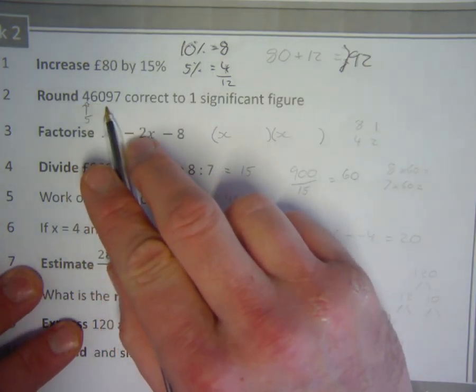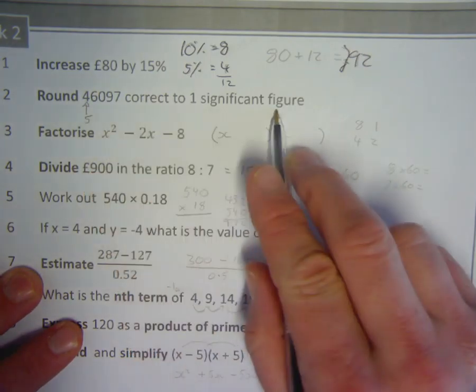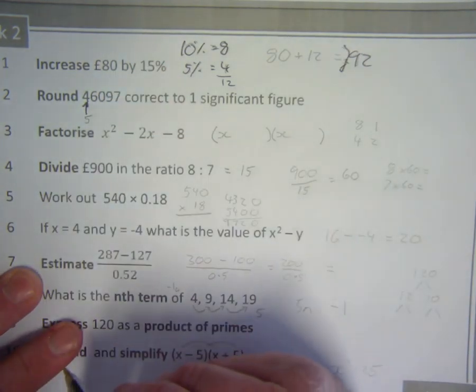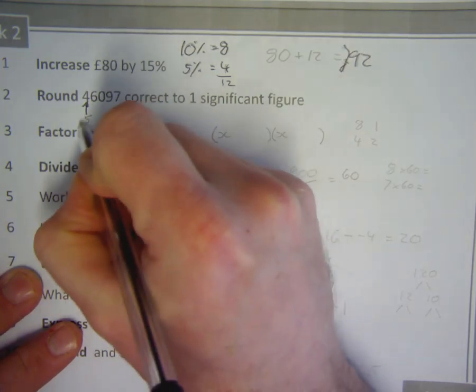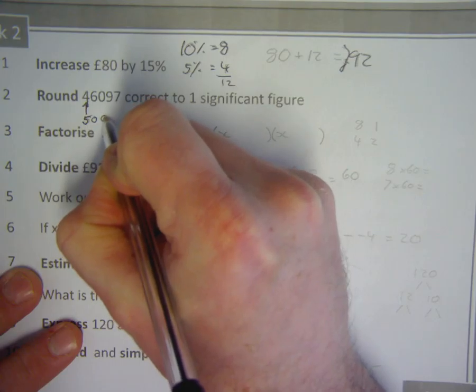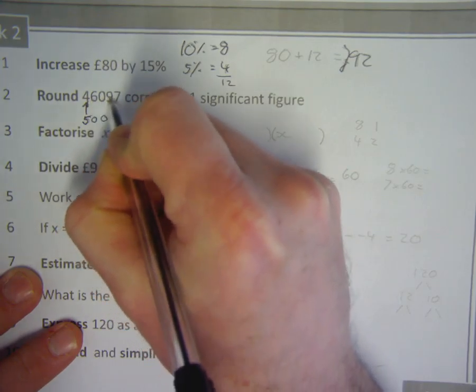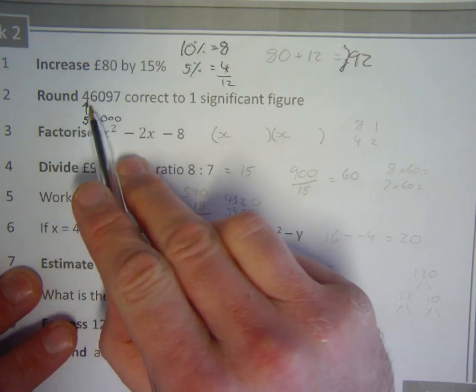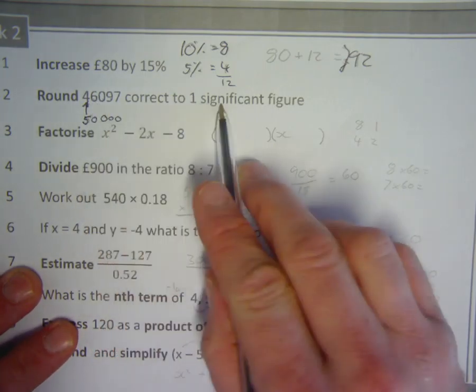Round 46,097 to one significant figure. The 4 is the most important. Because it's followed by a 6, I need to round it up to a 5. And then I fill in those 4 spaces with zeros, and 50,000 is 46,097 to one significant figure.